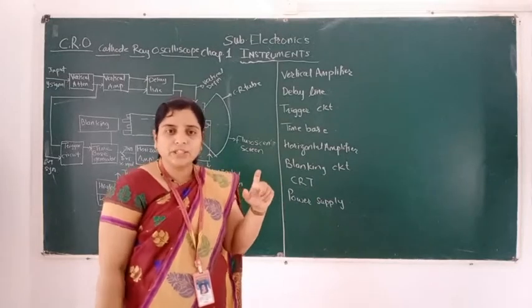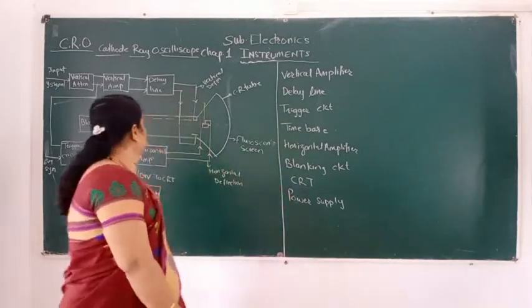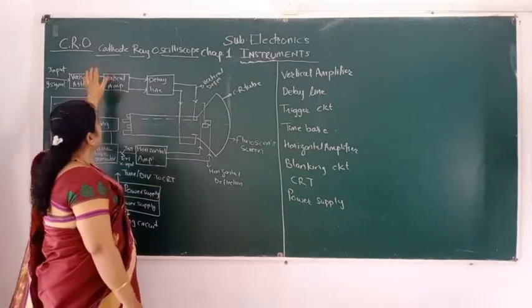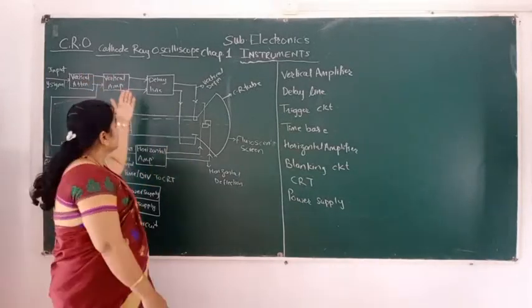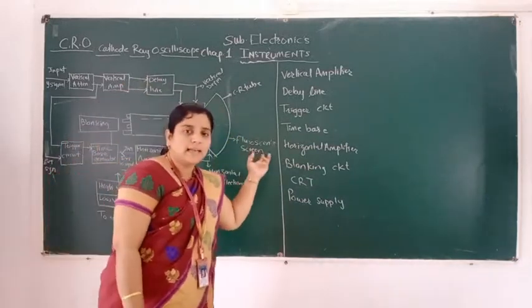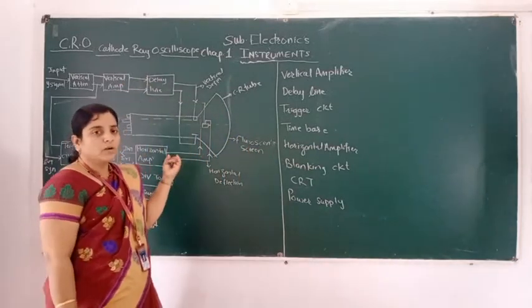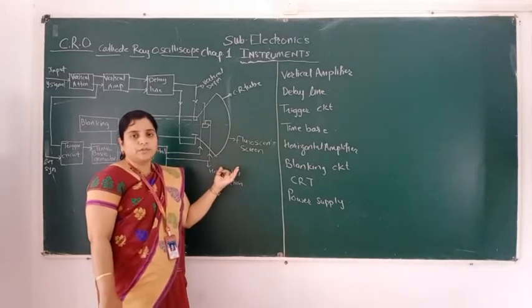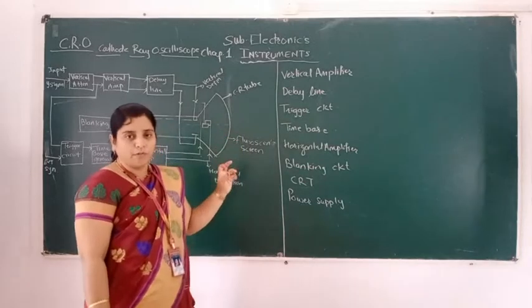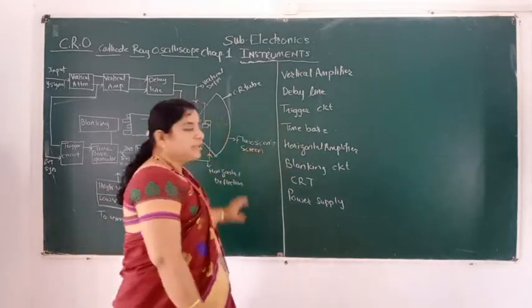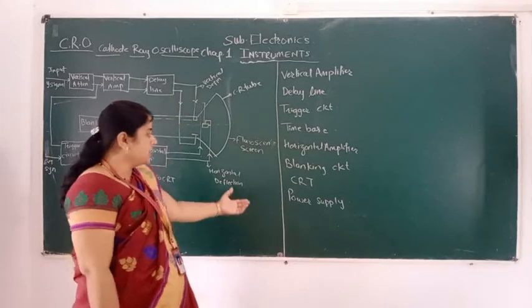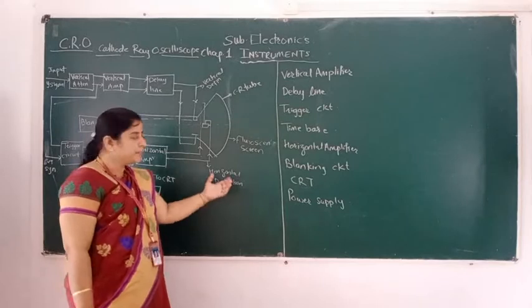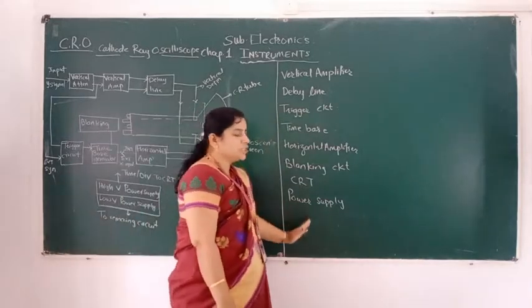So this is the definition of CRO. CRO is the cathode ray oscilloscope, and it is used to measure voltage and frequency, and we can use it to observe different waveforms. I have told you in the previous lecture also how important the CRO is in electronics. Okay, so we will see each block one by one.